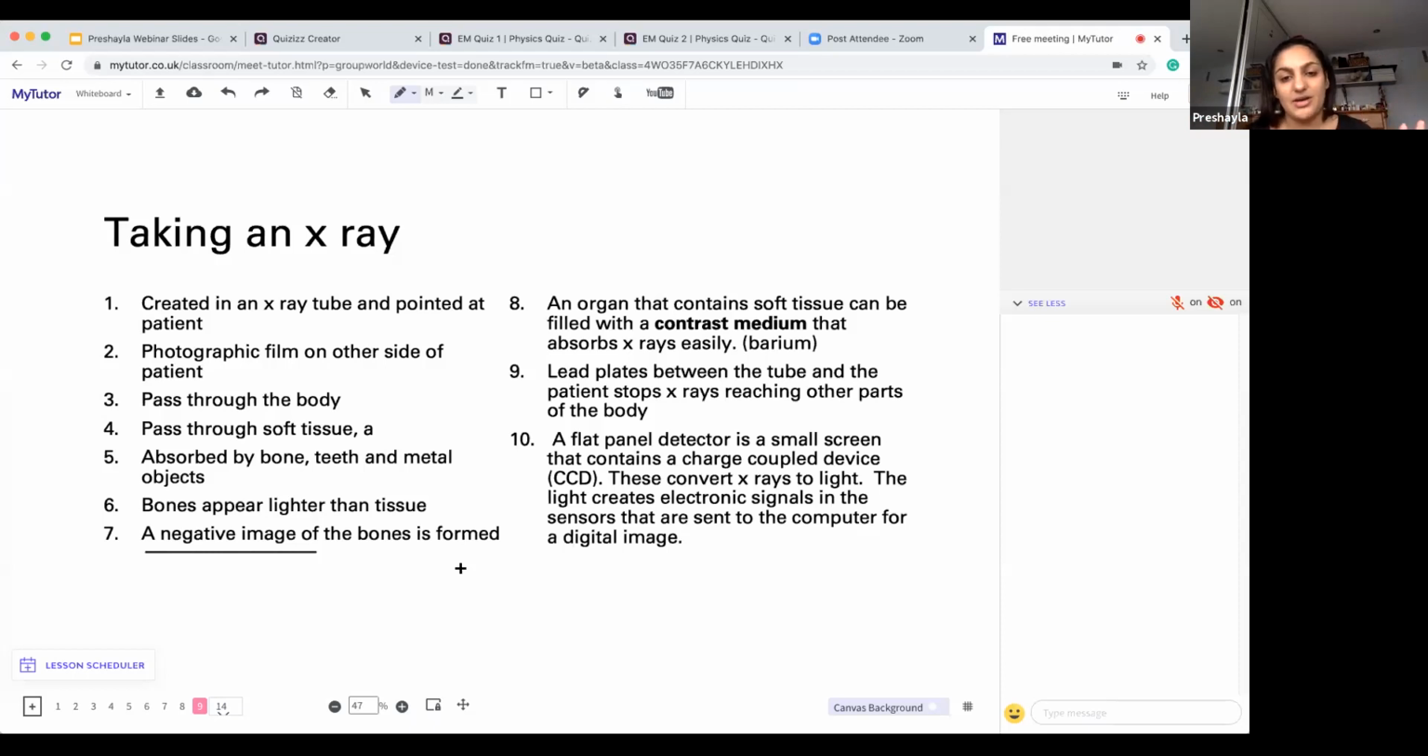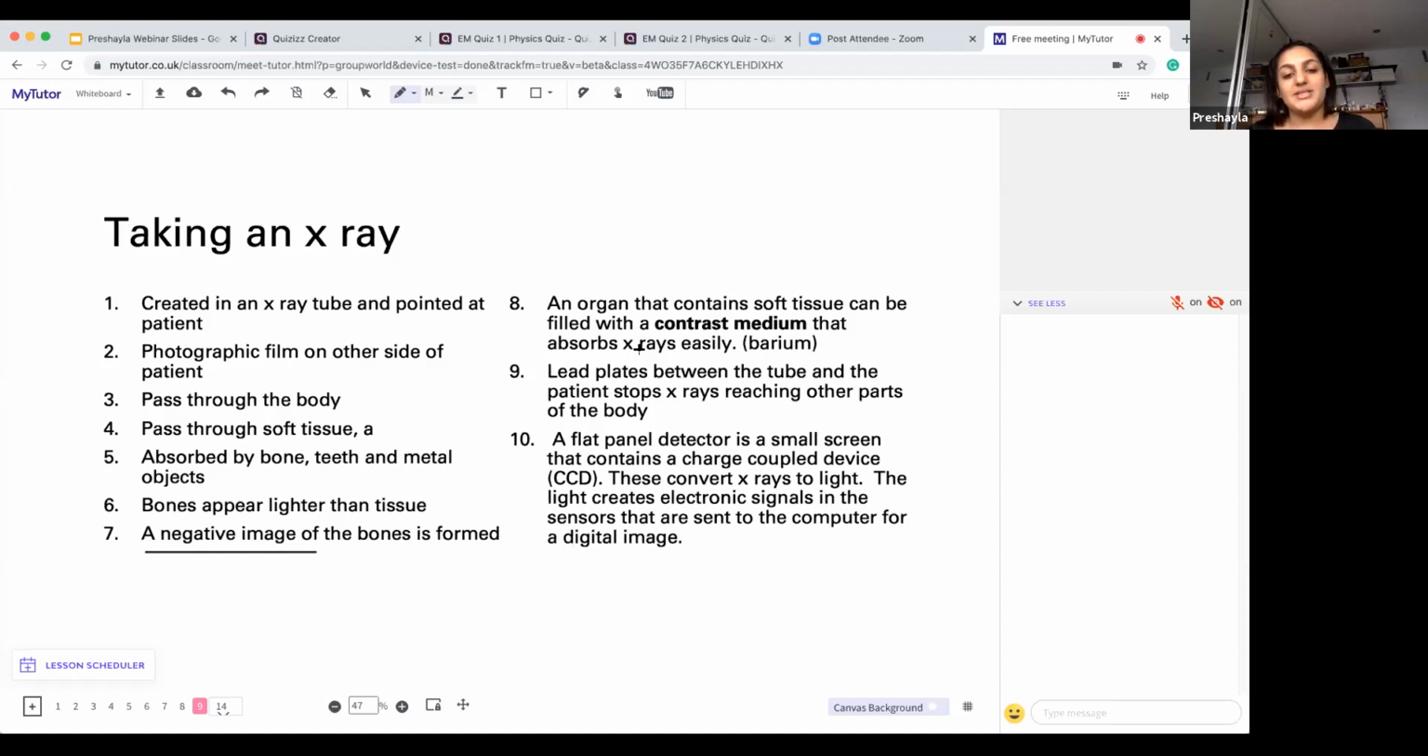The black areas on an X-ray, however, are the soft tissue. So that is where the X-ray has gone all the way through the body and onto the photographic film, which is why it's showing up as black. So we're taking a picture of the tissue that surrounds the bone and not the bone itself.